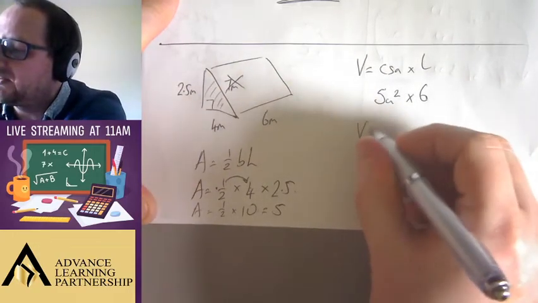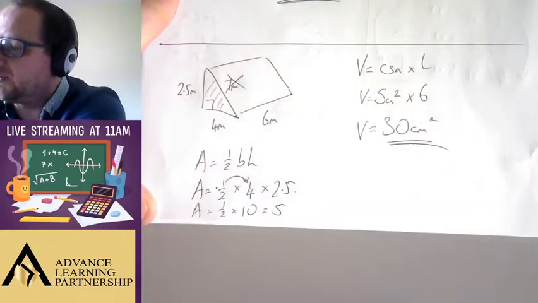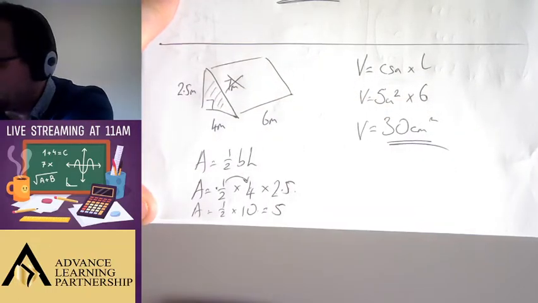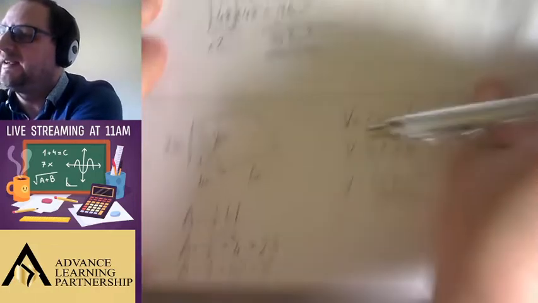Times that by the 6, and I get my volume is 30 centimetres squared. Again, I'm just going to very quickly check that on the calculator. I'm confident with this one, but we can all make mistakes. Yes, it's 30, that's good to check. And let's move on to the laws of indices.